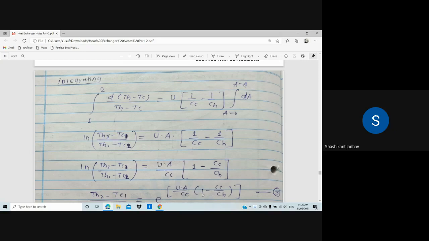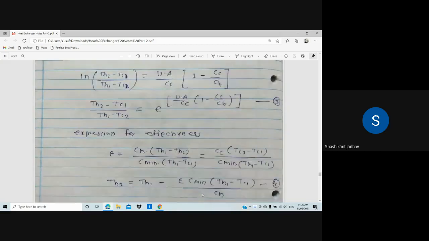All of you write down up to equation number 3. Th2 minus Tc1 divided by Th1 minus Tc2 is equal to e raised to bracket U into A divided by Cc into bracket 1 minus Cc upon Ch, and that is equation number 3.